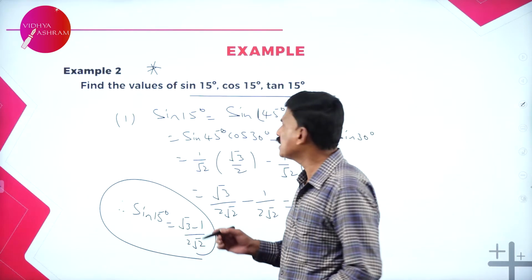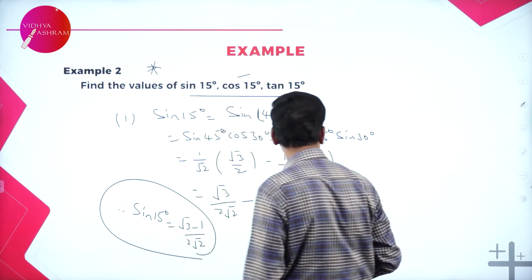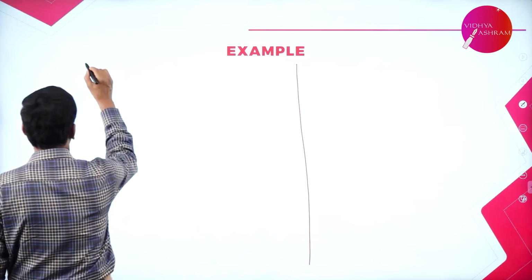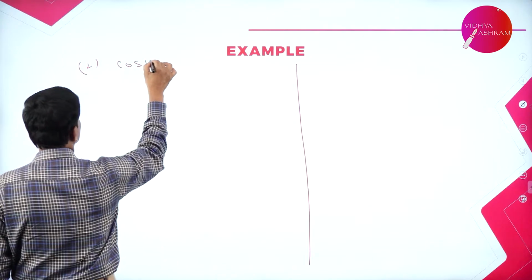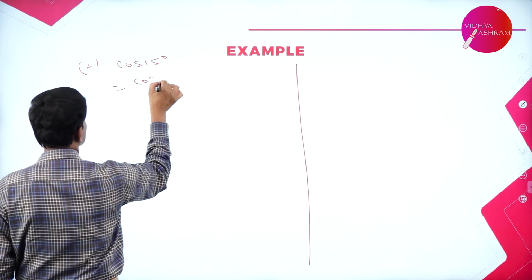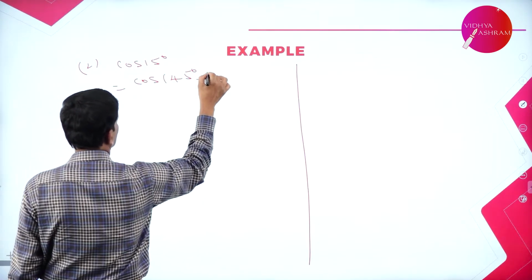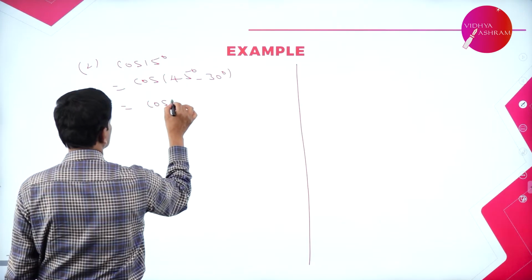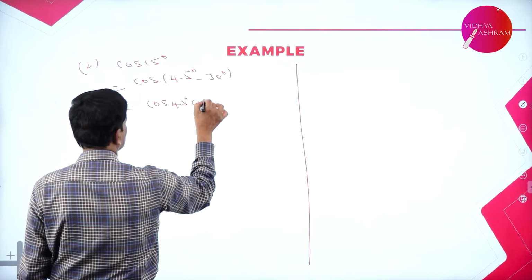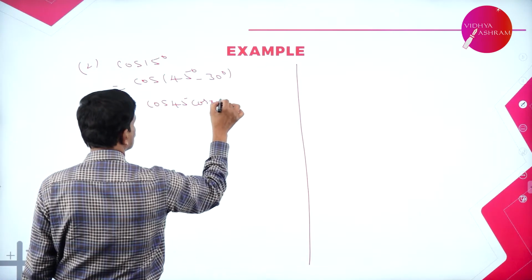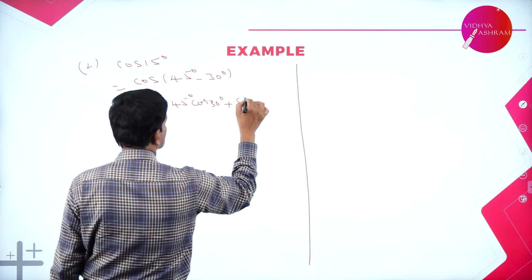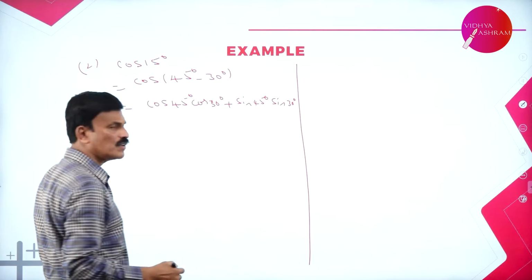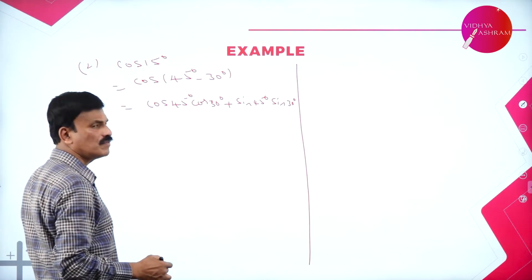Now similarly, let us come to the second one, cos 15 degrees. Cos 15 can be written as cos of 45 minus 30. Cos(A−B) is equal to cos A cos B plus sin A sin B. So cos 45 cos 30 plus sin 45 sin 30.